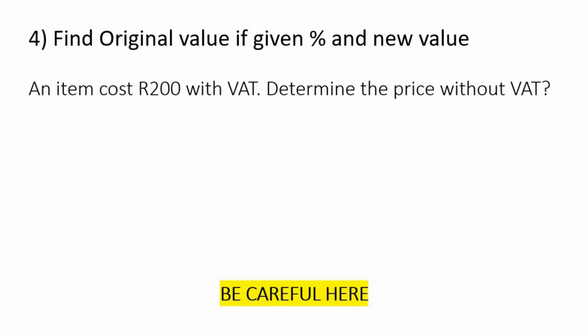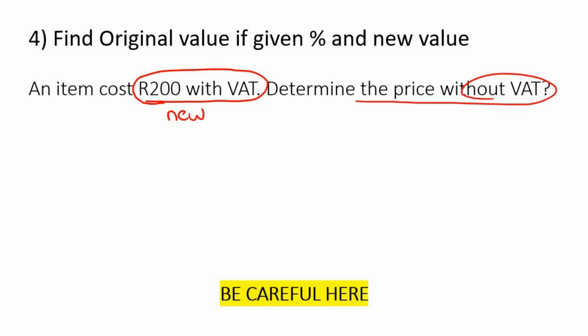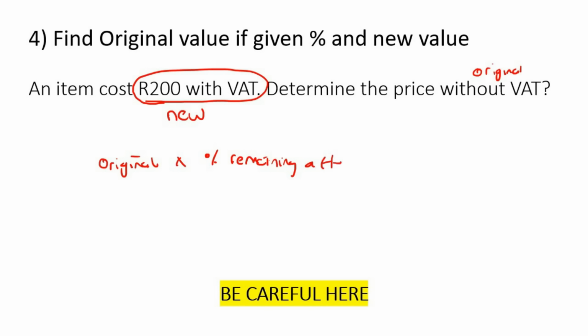So an item costs 200 Rand with VAT. You see, that's the price with VAT, so that's after they've added the percentage. That's the new price. Determine the price without VAT. The without-VAT price would be the original, before they added on or took any percentages away. So we could say it's the original multiplied by the percentage remaining after the increase or decrease, and that's equal to the new price. We don't know what the original price is. That's what we're calculating.